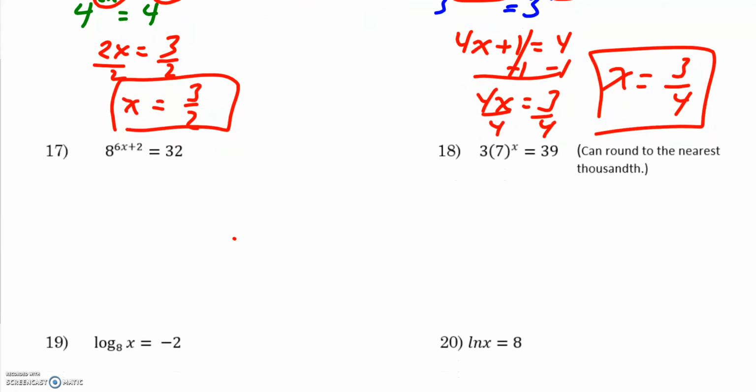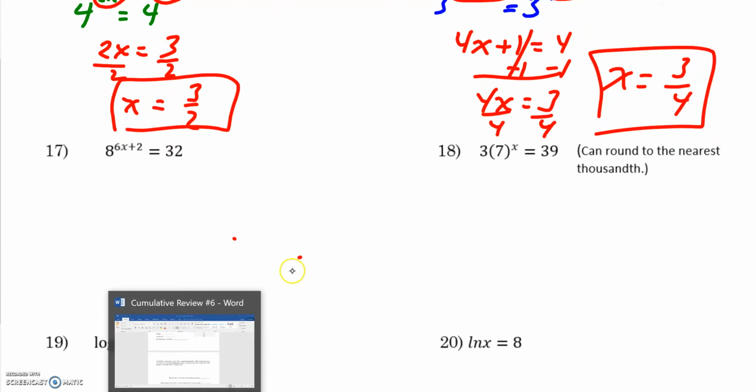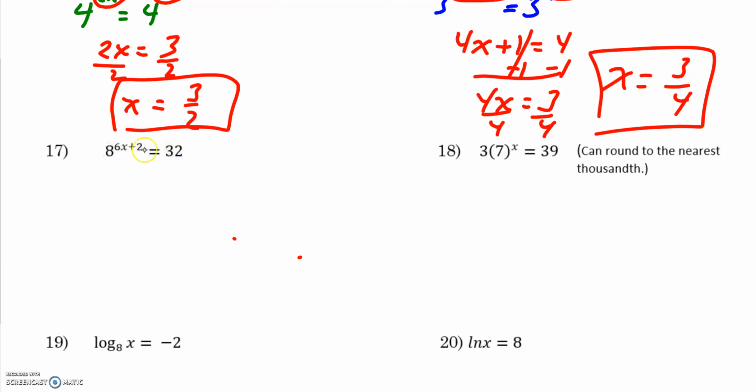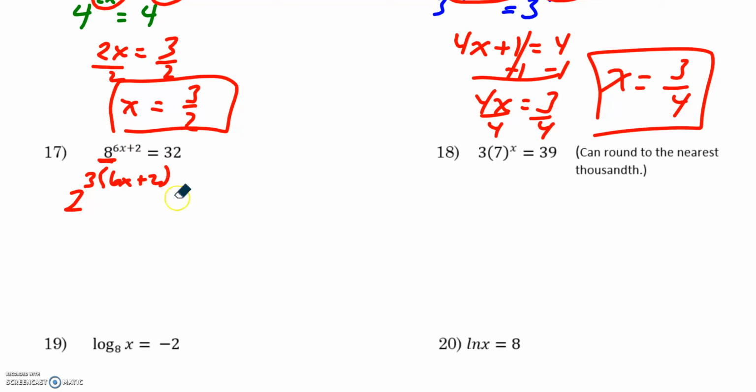Number 17. When you look at this one, again, when you think about 8 and 32, it's tempting to say that you cannot rewrite 32 in terms of 8. But what you could do is think about a smaller number that you could rewrite as both of these. My mind goes to 2, actually, because 8 is really 2 to the third, and the 6x plus 2 is already up there. So we'd have to multiply 3 by 6x plus 2. And then when I look at 32, I notice that 32 could be written as 2 to the 5th, because 2 times 2 times 2 times 2 times 2, 5 times, is 32.